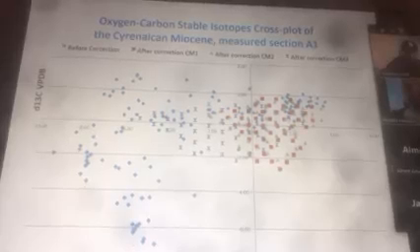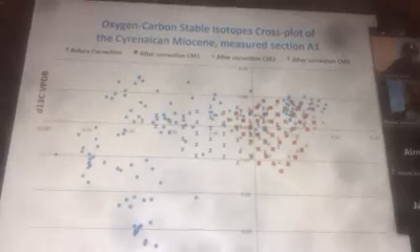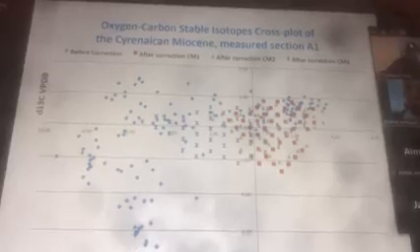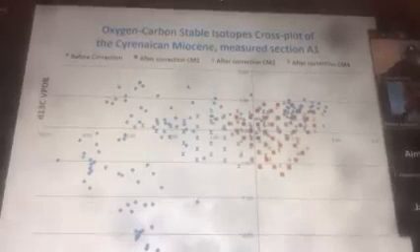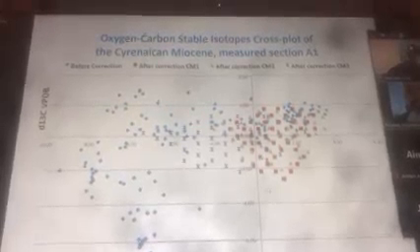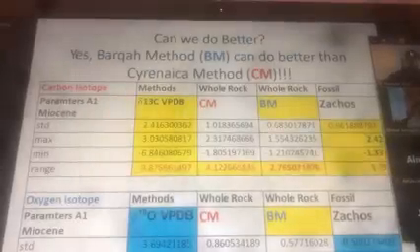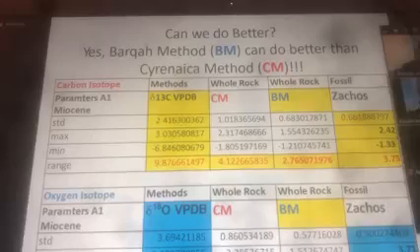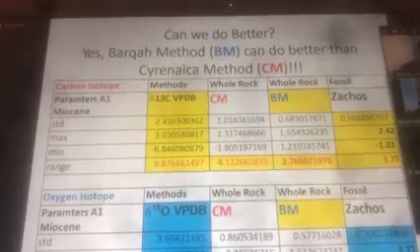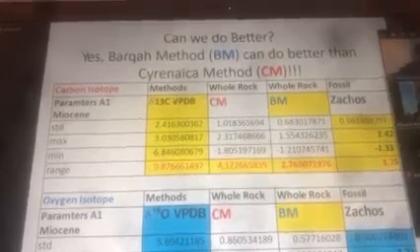Method one shows really good results and good clusters, and these values are very comparable to the fossil-based results for oxygen and carbon stable isotopes. It's really impressive. I was impressed. And now, can we do better? Yes. There is the Barga method, BM, which can do better than the Cyrenaica method. But what I presented here is just the Cyrenaica method. I'll show you the results.